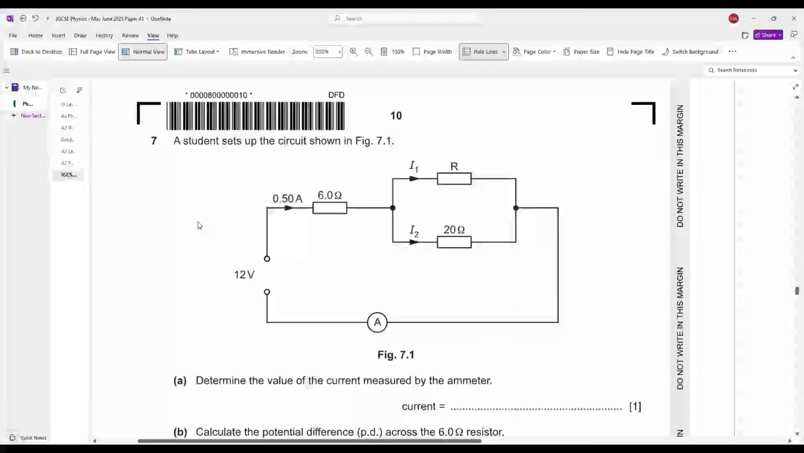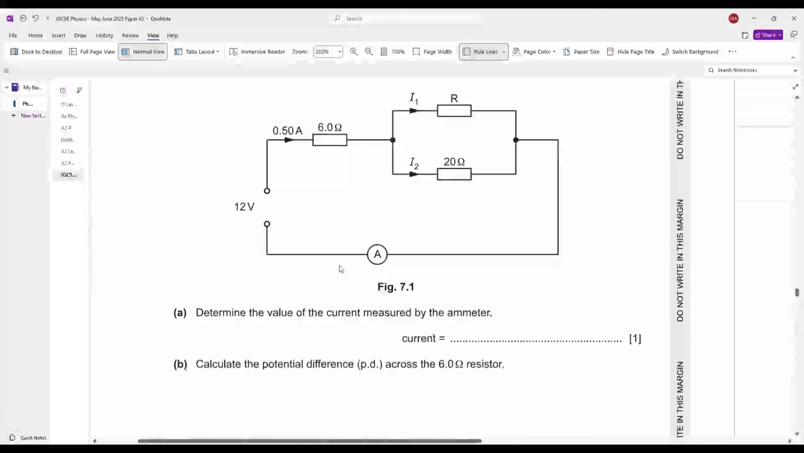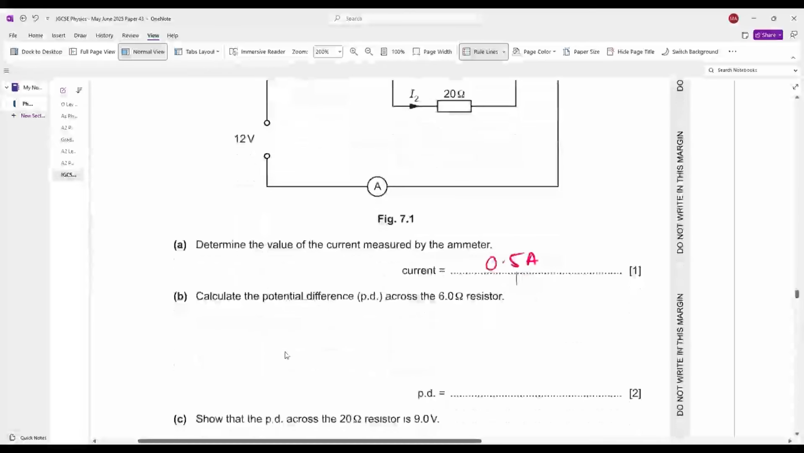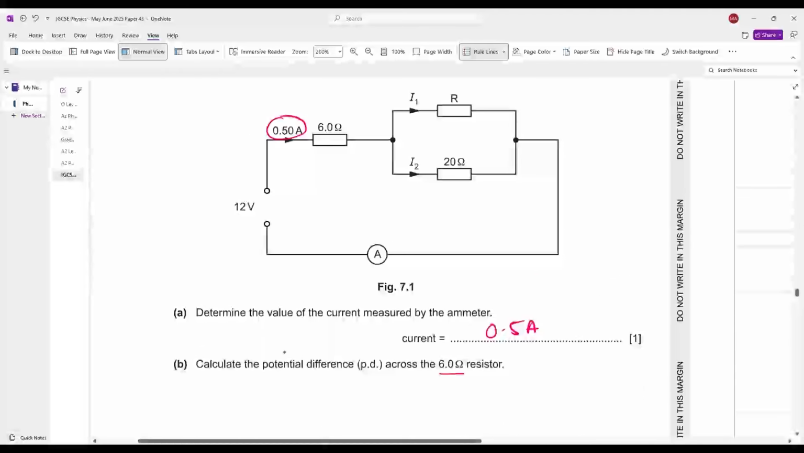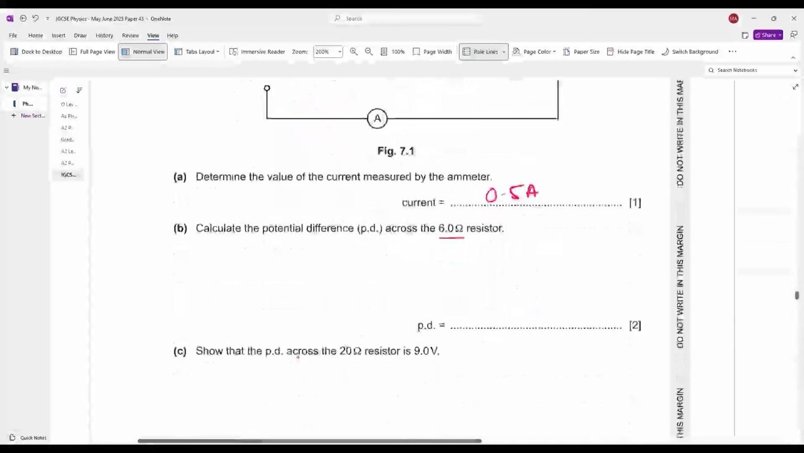A student sets up the circuit shown in figure 7.1. Determine the value of current measured by the ammeter. If the current here is 0.5 ampere, the current in series remains the same at every point. This will also be 0.5 ampere. Calculate the potential difference across the 6 ohm resistor. How will you do that? V is equal to I times R. Current is 0.5, resistance is 6. Your voltage comes out to be 3 volts across the 6 ohm resistor.